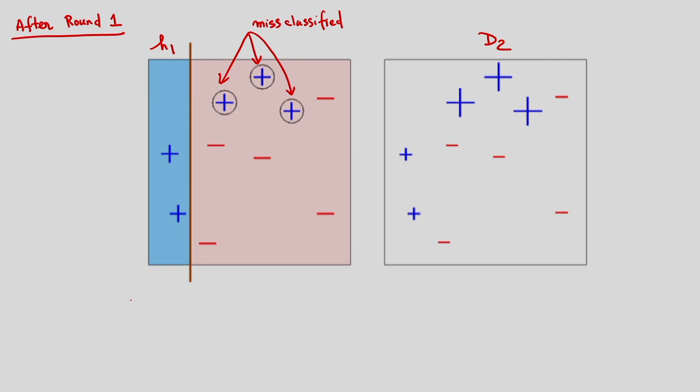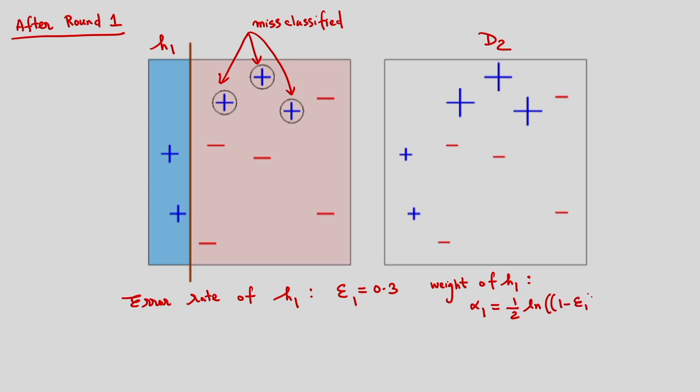In this case, suppose the error rate of the classifier H1, epsilon 1, is equal to 0.3. So, the weight of H1, that is alpha 1, is 1 by 2 ln of (1 minus epsilon 1) divided by epsilon 1, and that is equal to 0.42.